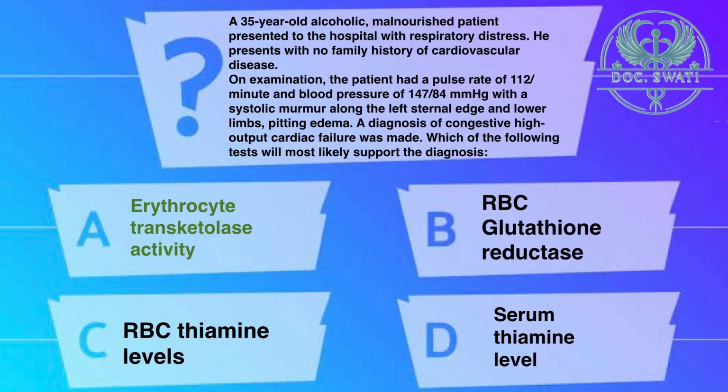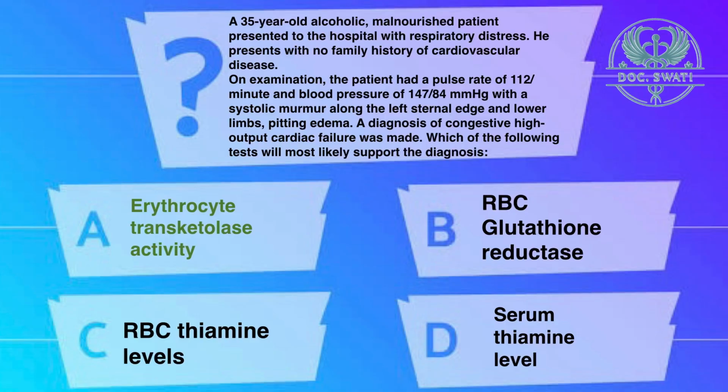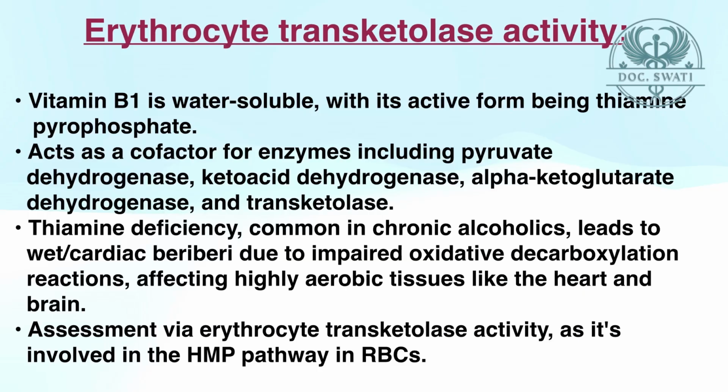Well, yes, option A, erythrocyte transketolase activity is the correct option. So what is erythrocyte transketolase activity? Vitamin B1 is water soluble, with its active form being thiamine pyrophosphate. It acts as a cofactor for enzymes including pyruvate dehydrogenase, ketoacid dehydrogenase, alpha ketoglutarate dehydrogenase, and transketolase.